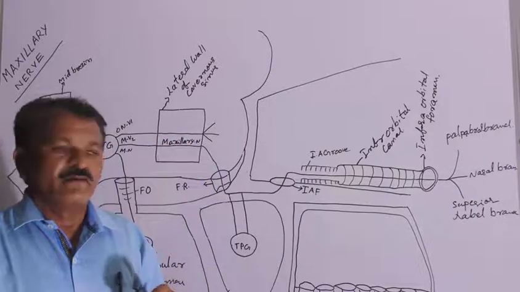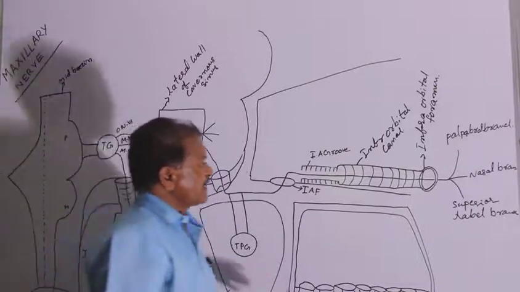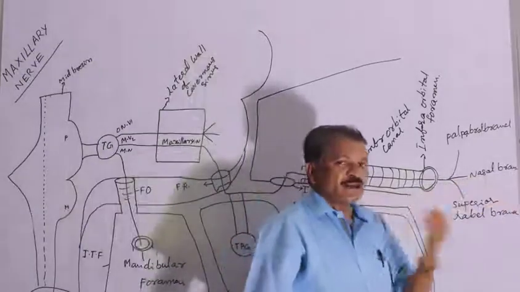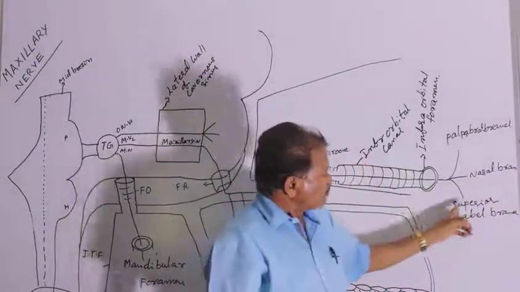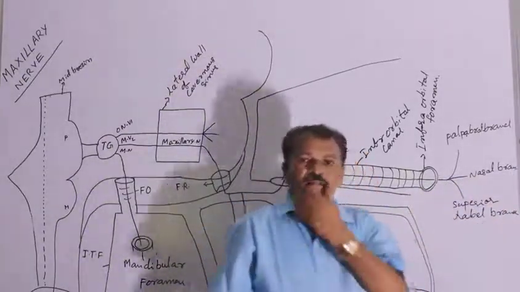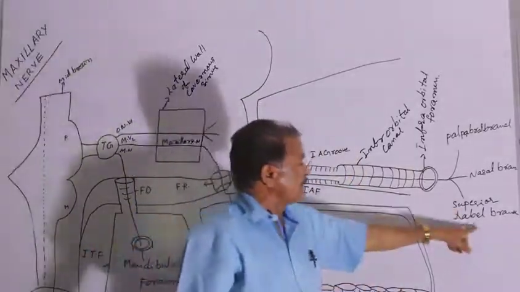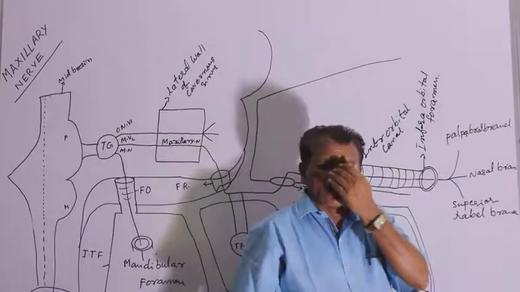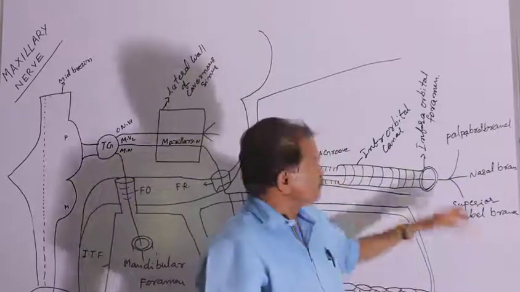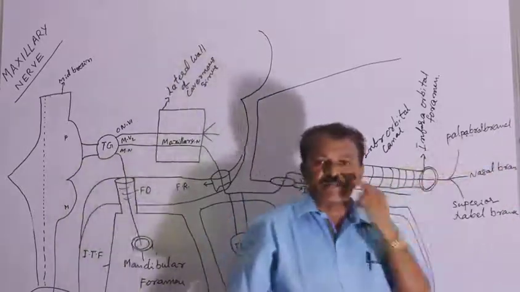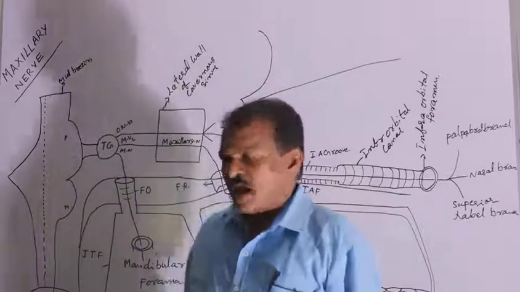That we have already discussed. This nasal branch supplies the nose, the outer aspect of the nose. The superior labial branch supplies the upper lip. The upper lip is supplied by the superior labial. And the palpebral branch supplies the lower eyelid.